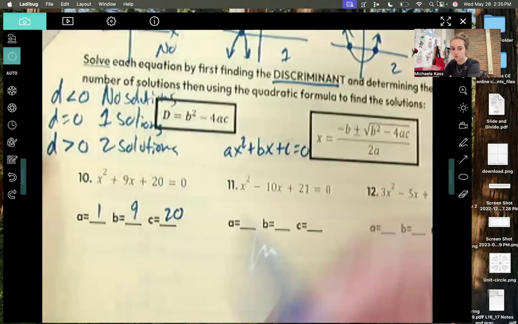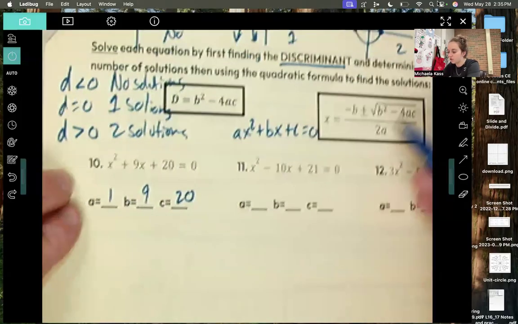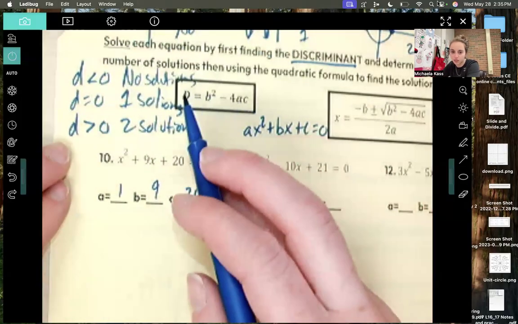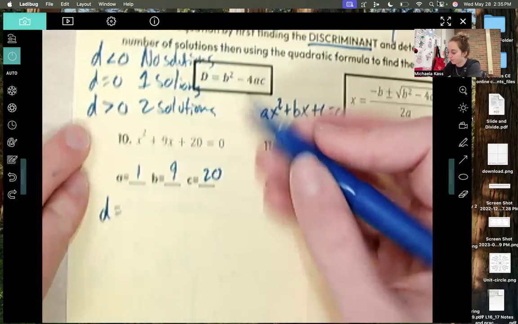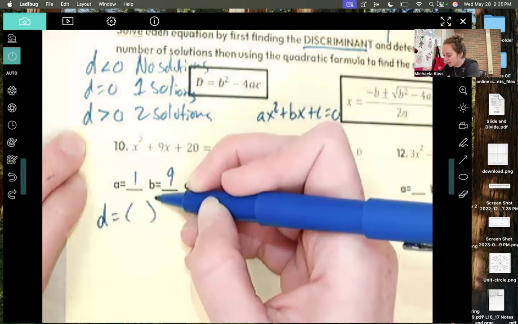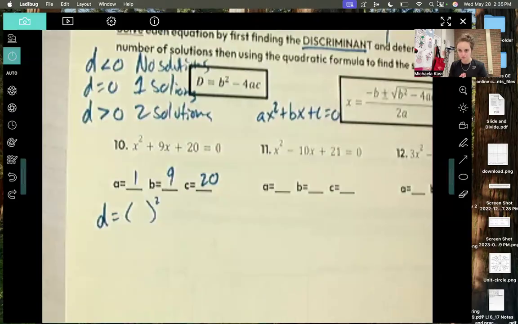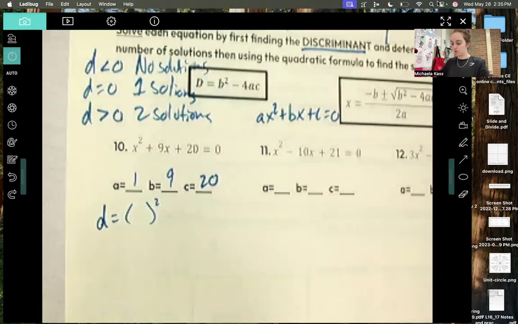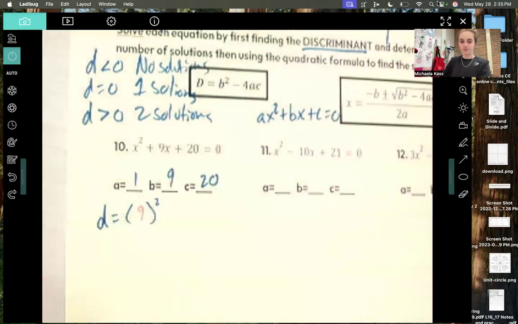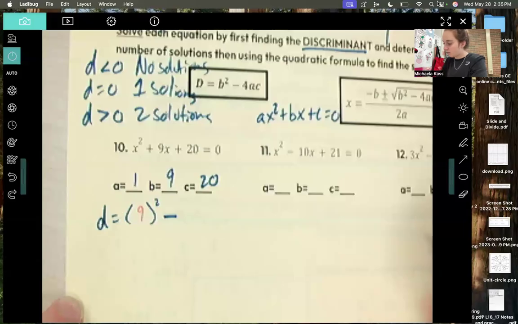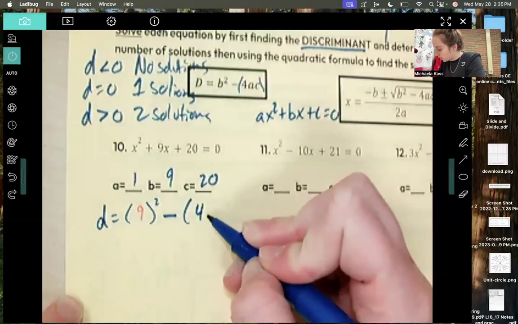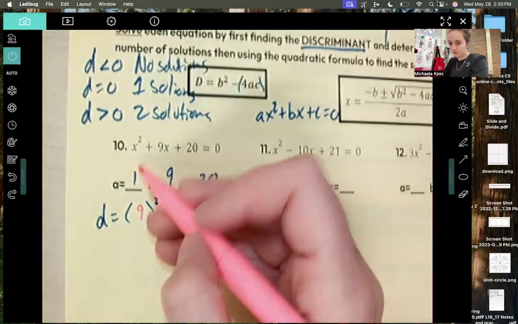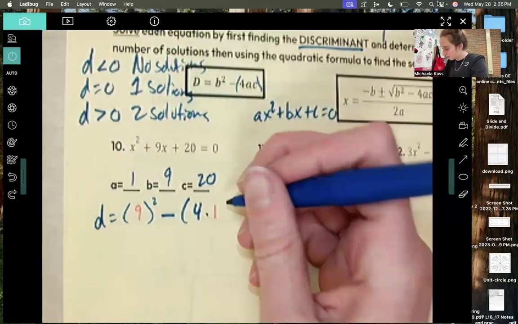And C is the number by itself. In this case, 20. Okay, now I'm going to use the discriminant formula. I'm just going to do a lowercase d instead. So we got d equals b squared. As soon as I see something being squared, I immediately put parentheses down, and you should too. The b value is this number here. So we're going to plug in a 9. Minus, I'm going to do all of this part in parentheses. So 4 times, what is A? 1. What is C? 20.